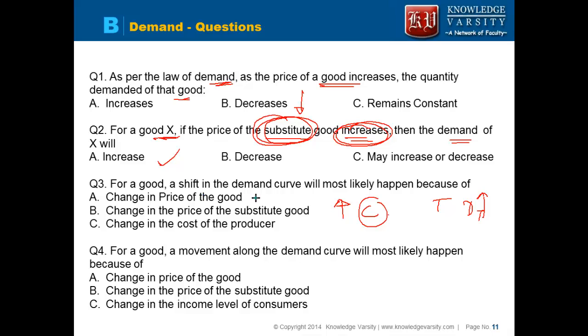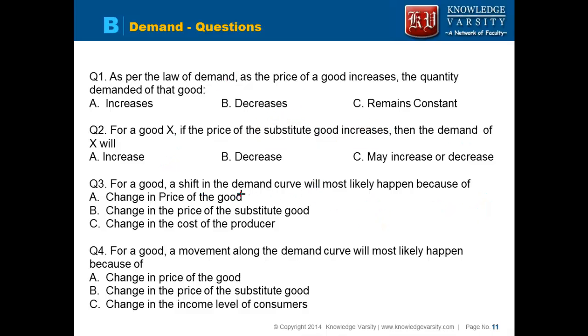For a good, a shift in the demand curve will happen. Why? Please note that a shift in the demand curve does not happen because of the change in the price of the good. No. Okay. Also the demand is not related to the cost. So these two are wrong. A shift will happen only when the income level changes or the price of a substitute or complementary good changes.